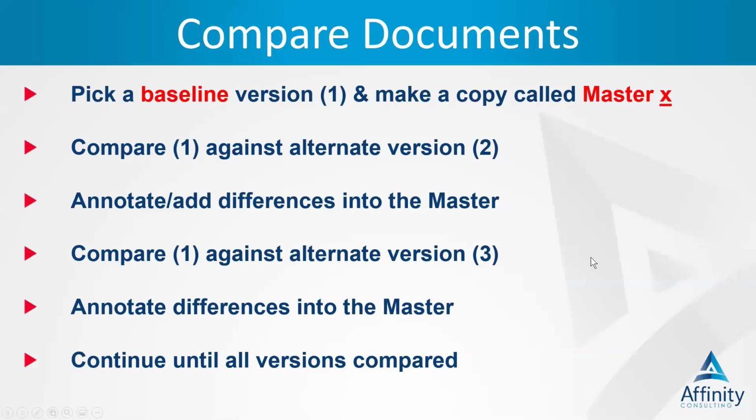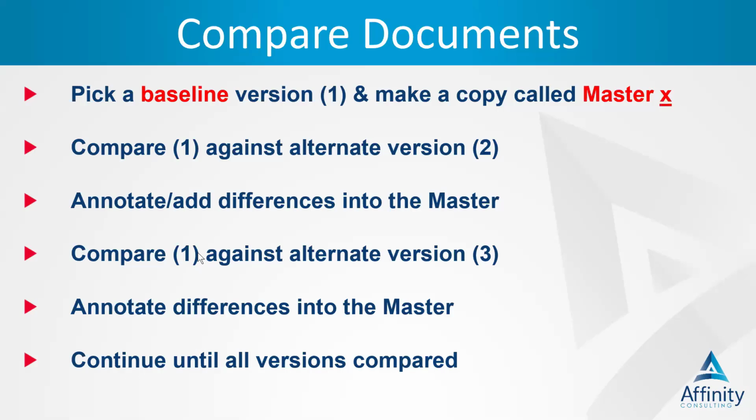Let's say I have 5 will examples, and each one is a variation on a fact pattern. Pick one of them, ideally the one that you use most often, make a copy of it, and call it master, like master will. Then you're going to run a red line between the first one and whatever you decide is version 2. That's going to produce a red line, and you're going to say, okay, here are the differences between these, and manually add those to the master. Like if this is true, then this piece comes in, otherwise this other thing comes in.